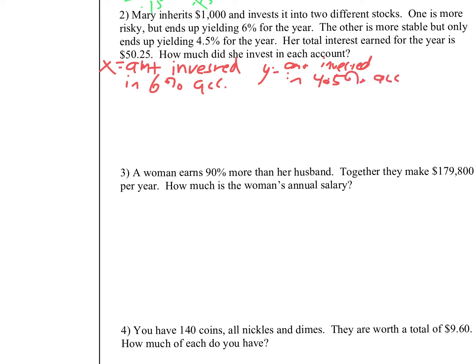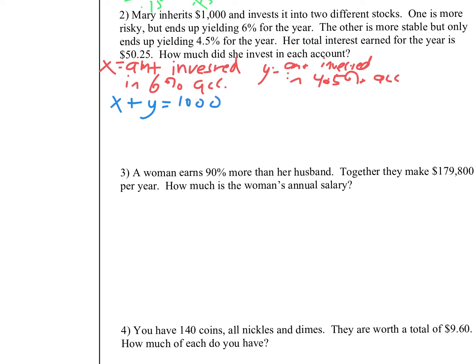Okay, so the first equation has to do with the $1,000 that was invested. It does not say that it was $1,000 invested in each of these accounts. It says it was $1,000 total. I cannot assume that it was split evenly, 500 each. They're actually asking me how much was invested in each account, so they're not going to tell me that. So my first equation would be, if I add these together, X plus Y would be the total amount invested in each account added together. That adds up to 1,000.